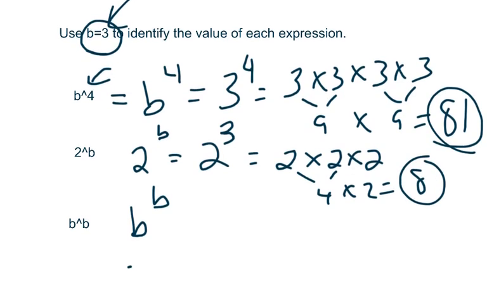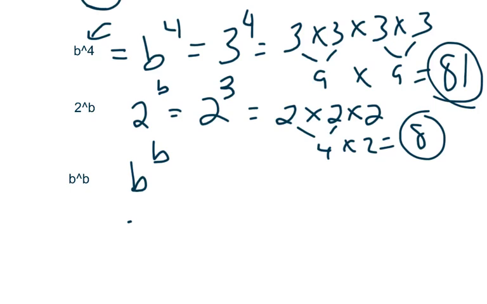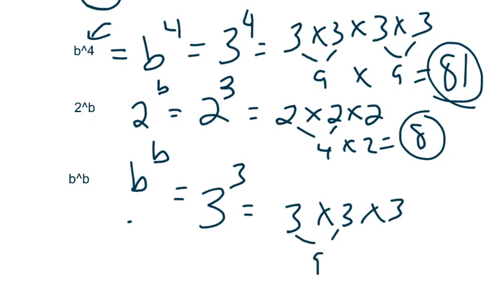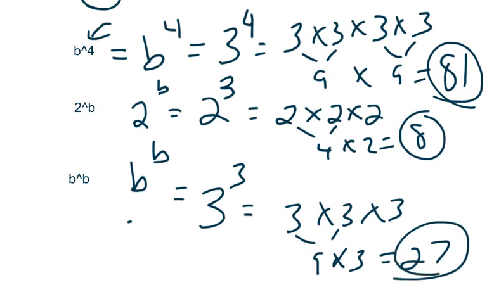Our last example is b to the b power. Every time you see a b, you still put in the number 3. So we're going to have 3 to the 3rd power. Now we have 3 times 3 times 3. 3 times 3 is 9. Then bring down your 3 to times it by 3. 9 times 3 is 27. So this is how you work with exponents that have variables. Every time you see the variable, you put the number into it.